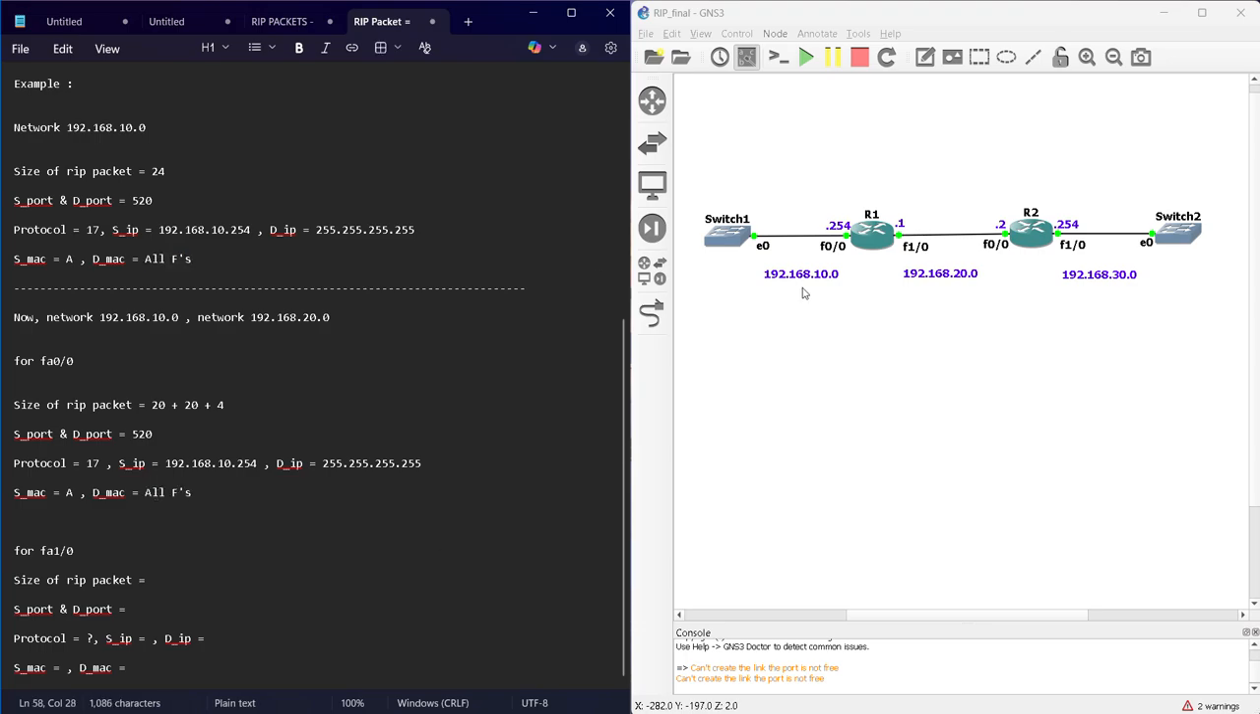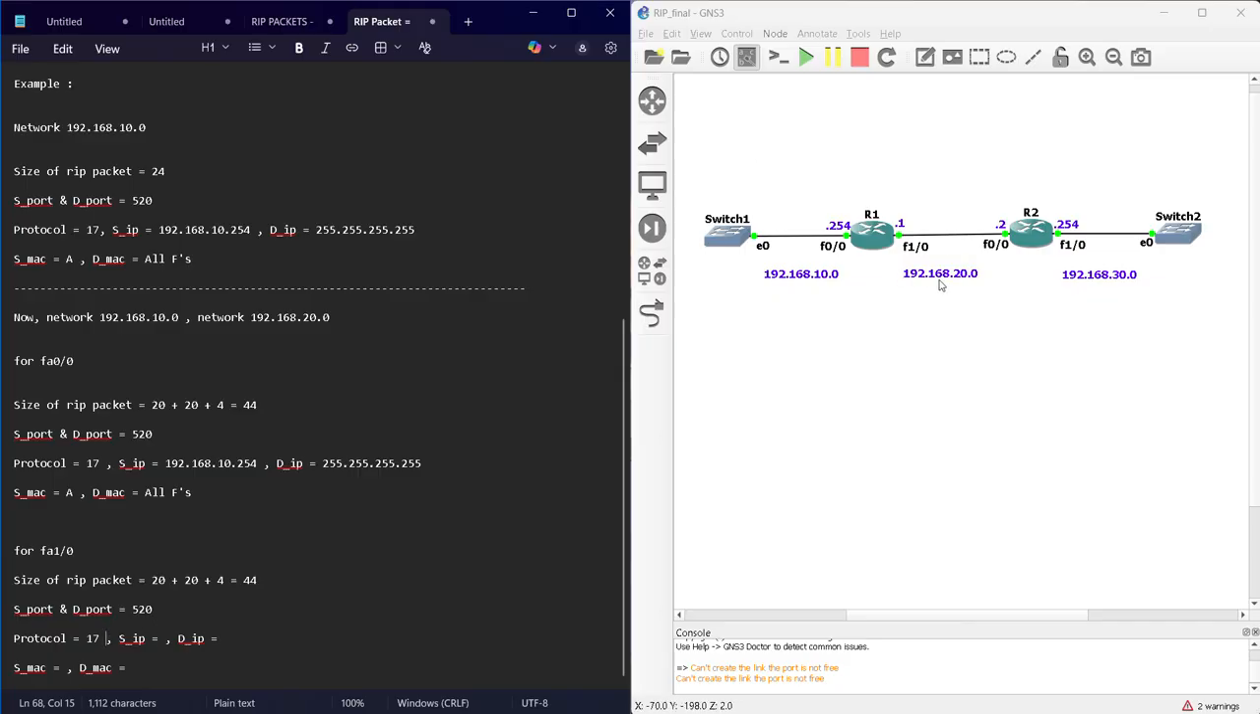Now when we talk about this side, network 192.168.20.0, FastEthernet 1/0, what is the size of the packet? Still, it is advertising one network 10.0, and after that it is advertising the 20.0 network, with the header. So all total 44. Here also, what is the destination port and source port? Still 520 that we use for RIP and UDP. What is the protocol field in the IP header? 17 for UDP.